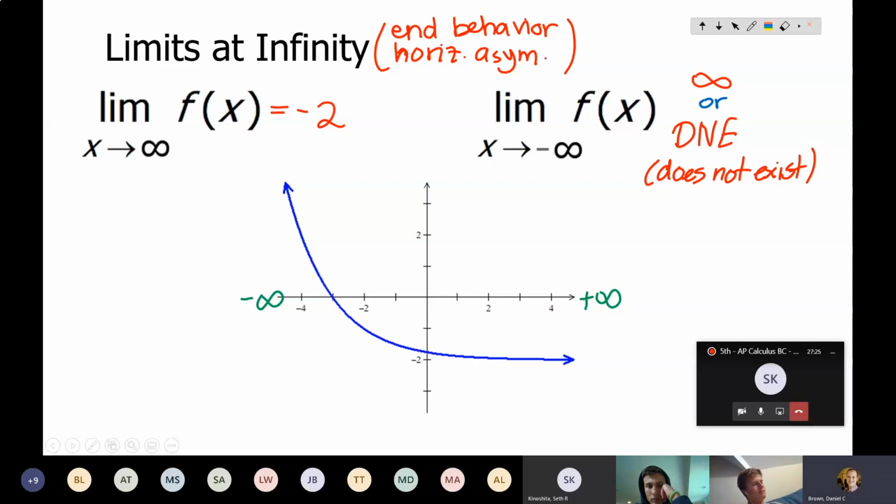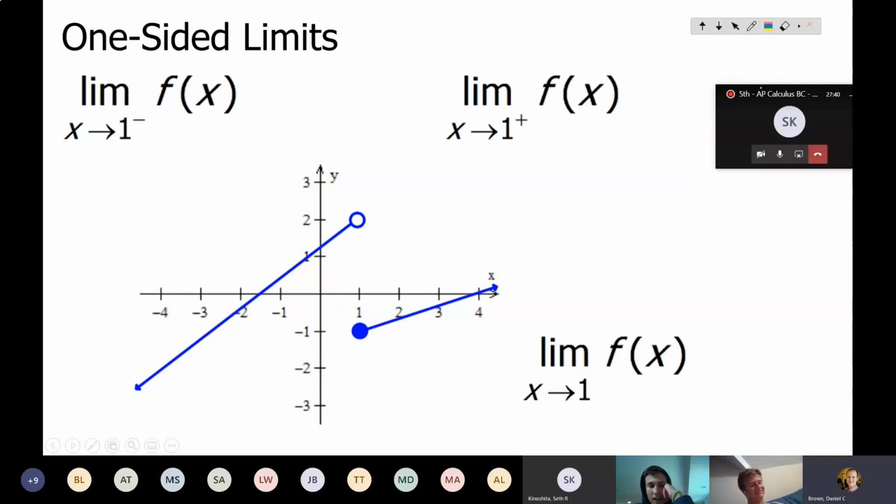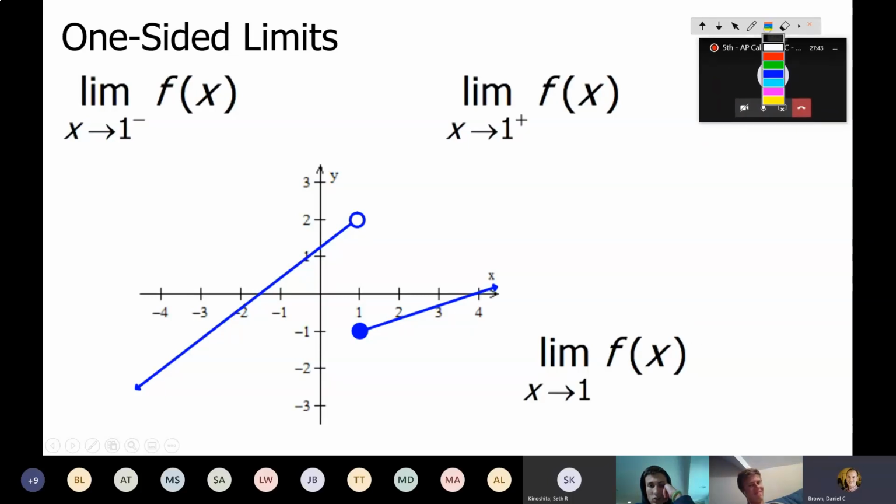So we have limits approaching a number, we have limits approaching infinity, and the last vocab word we'll use for limits, before we look at some different types of examples, will be what we call one-sided limits. One-sided limits are exactly what they sound like. They are limits where you're only looking at one side of the graph.